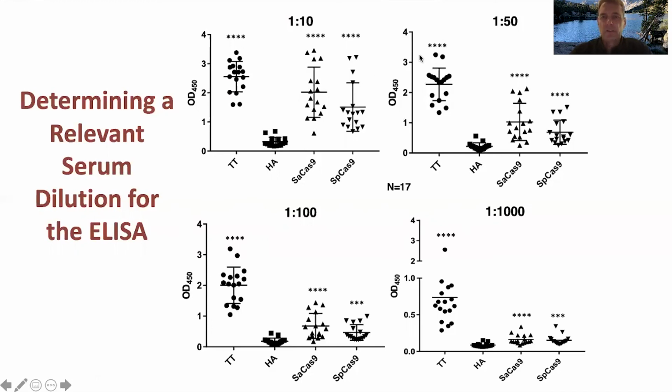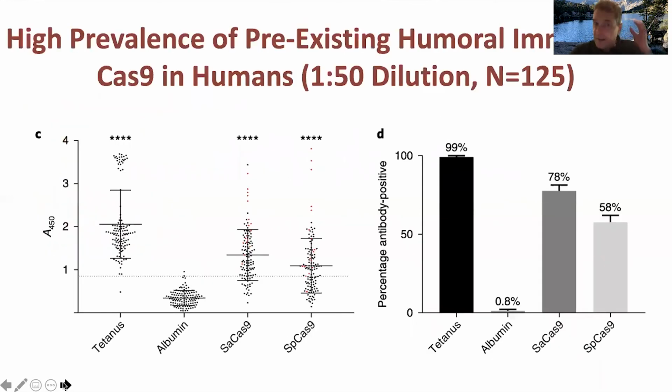What you can see is the population of blood donors at the Stanford Blood Bank are generally immunized. And so expanding this out to 125 different samples, Karsten found that close to 80% of healthy adult blood bank donors had pre-existing antibodies to Staph aureus Cas9, and 60% had pre-existing antibodies to Strep pyogenes Cas9.